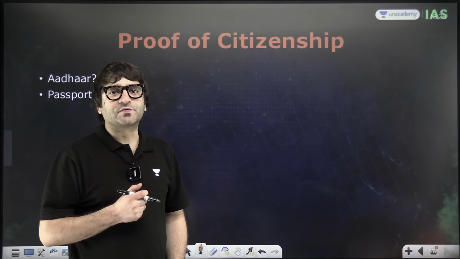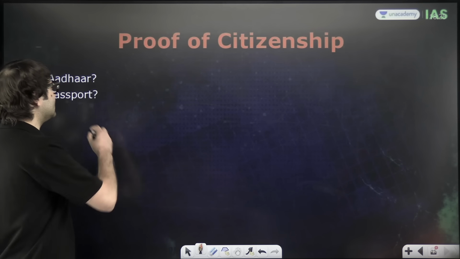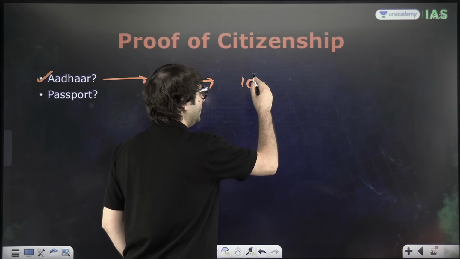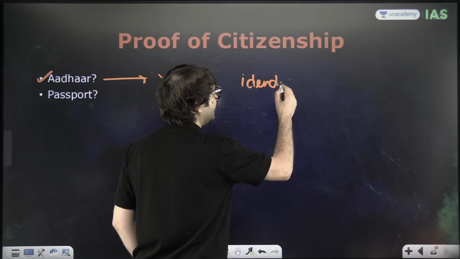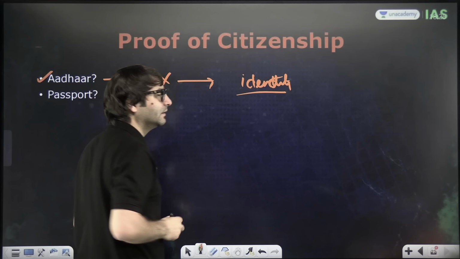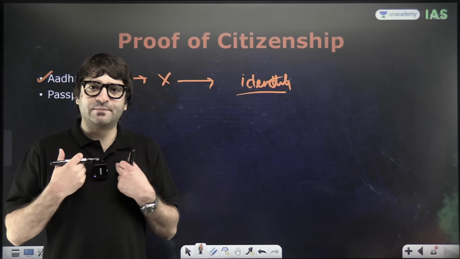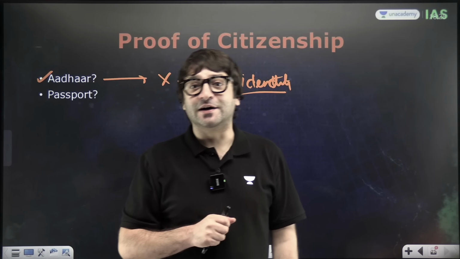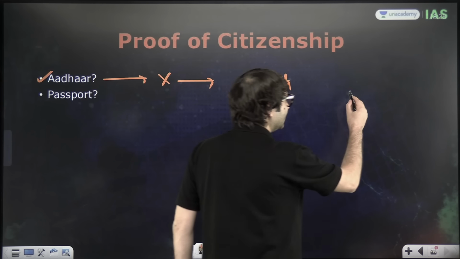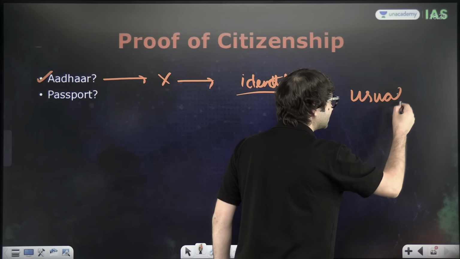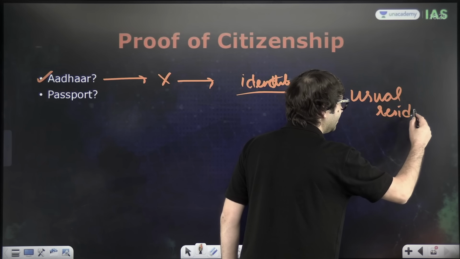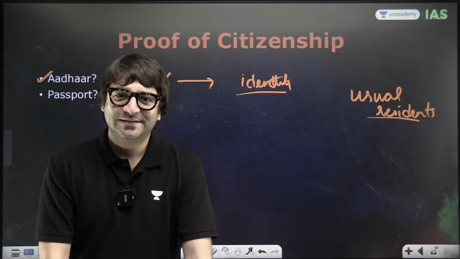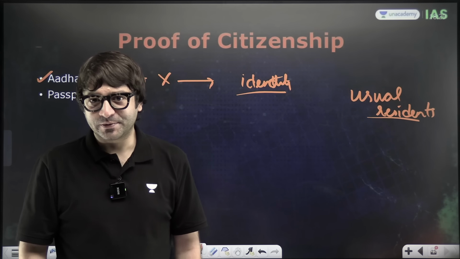But what is the proof of citizenship? Is Aadhaar a proof of citizenship? No. Why? Because Aadhaar is only a proof of identity. Aadhaar only proves that I am Sarmad Mehraj. That's it. Even foreigners are eligible for Aadhaar. Residents, usual residents, those who have stayed in India for 182 days in a year, they are eligible for Aadhaar. So Aadhaar cannot be a proof of citizenship.